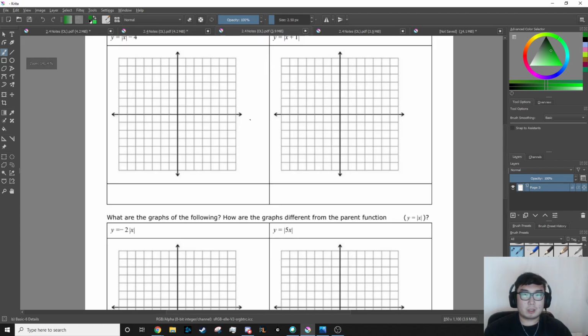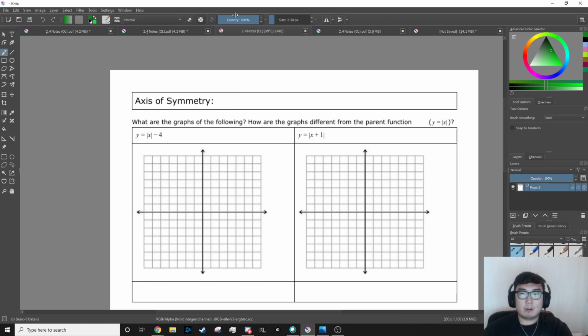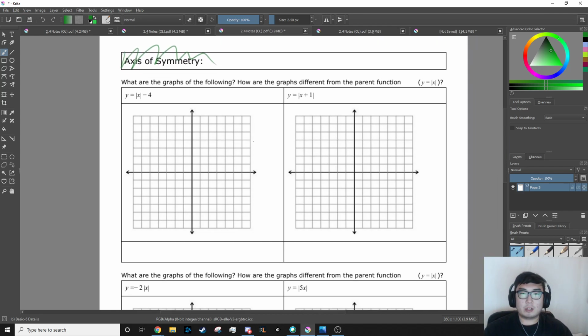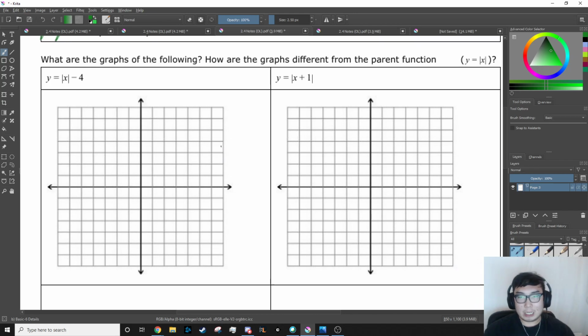So the reason why I talked about it there is because I didn't want this on this page. So what are the graphs of the following? How are the graphs different from the parent function, which I wrote right here?